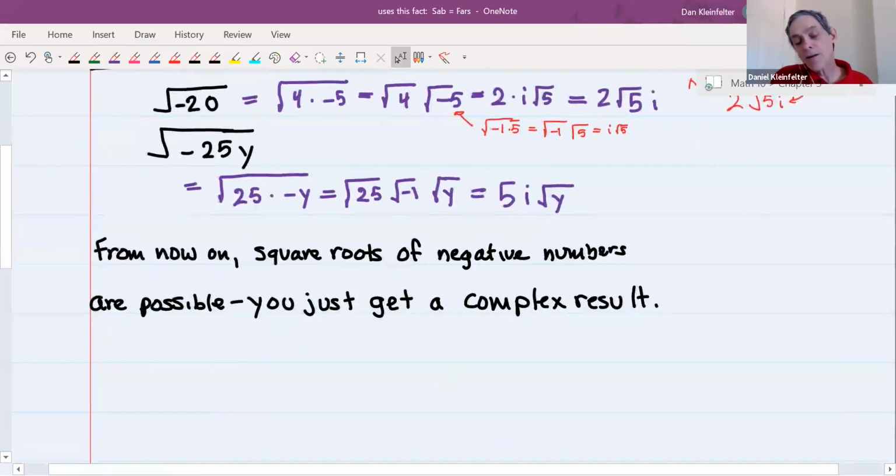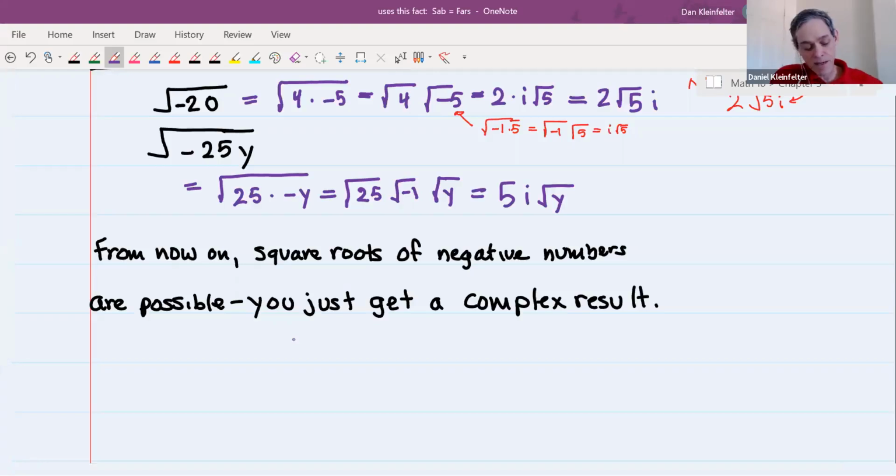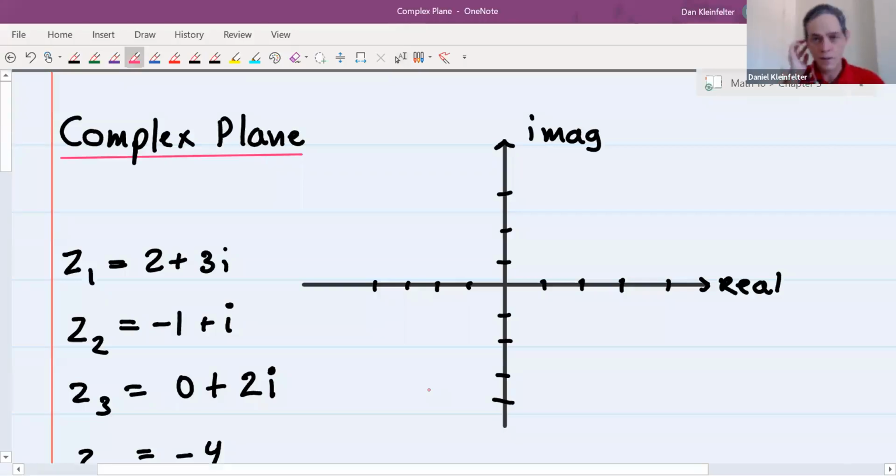All right, from now on, we're able to figure out the square root of negative numbers. You're just going to get a complex number result. So from this point forward, at least in this class, you won't want to say, okay, well, it doesn't exist or not a real number or undefined or anything like that. You are able to find the square root of a negative. It's just that it is a non-real number, okay?